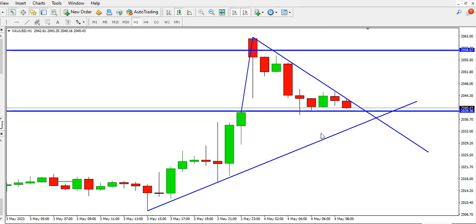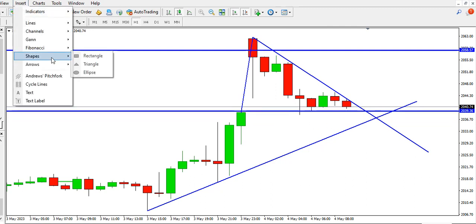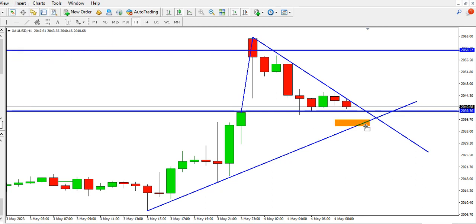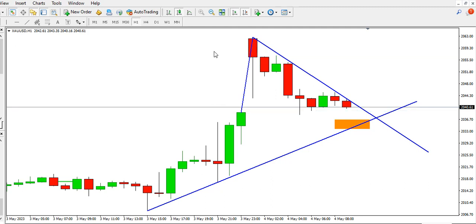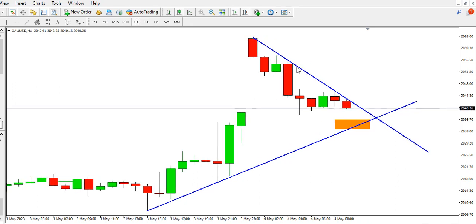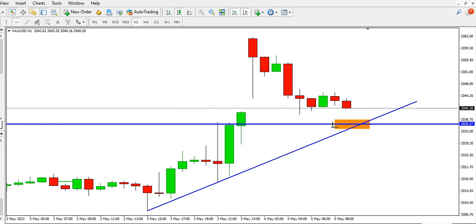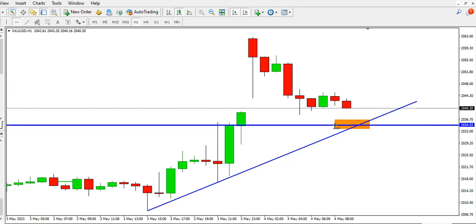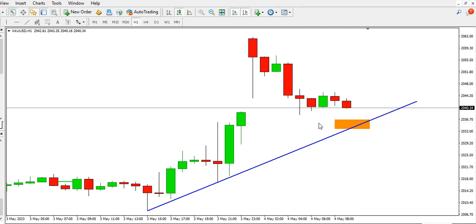But we have a support around here. So if you are going to scalp, look for selling opportunities for now. Try and sell for now, because the bulls, the buyers, are currently taking profit. So support is around 2035. Just look for how to scalp 10 pips, 20 pips if you really want to scalp today.